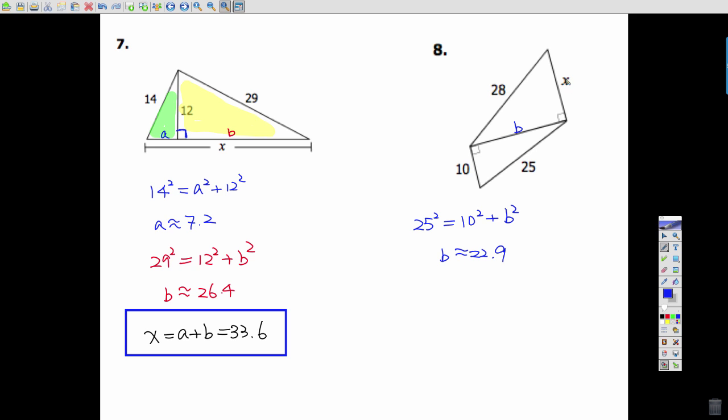And once I find this, now I can go back to my big triangle where the hypotenuse is 28 squared. My one leg is 22.9 squared, and I need to find the other leg. So that should come out to be about 16.1. And finally, check your answers. If I have B here approximately 22.9 and X is about 16.1, that looks about right, proportionally speaking, right? Because the X is the smallest side in this big right triangle.